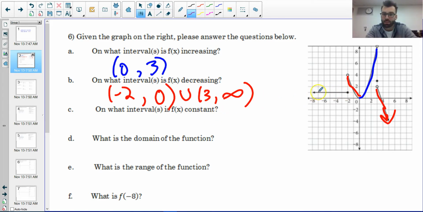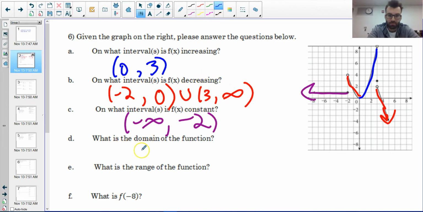Where is our interval constant? Well, it's constant from here on out. So it starts over here, -infinity, and stops being constant at -2. What is the domain of my function? The domain of the function. Well, this goes on forever. Our arrow here goes on forever towards -infinity, and our arrow here goes on forever towards positive infinity. So my domain is from -infinity to positive infinity.